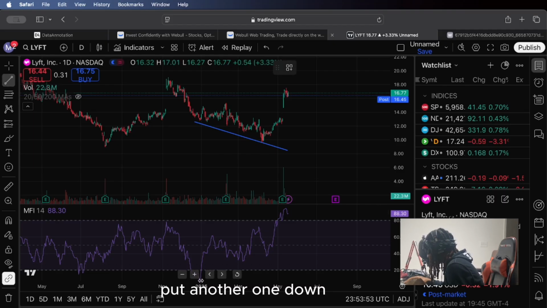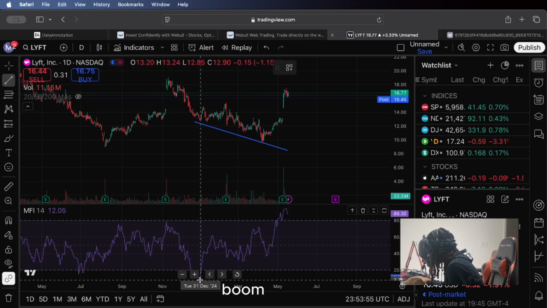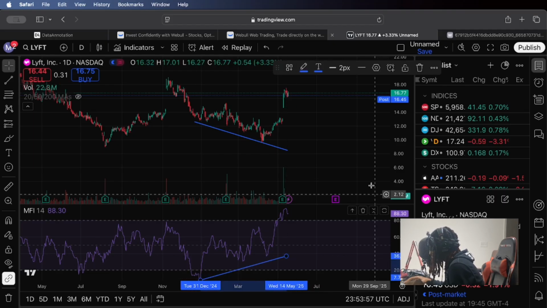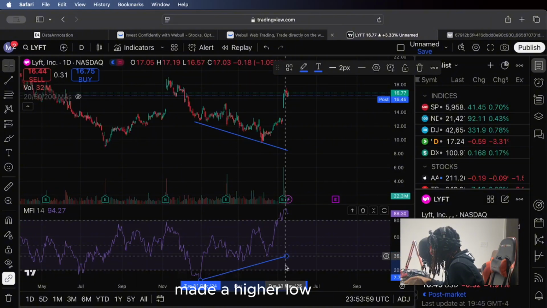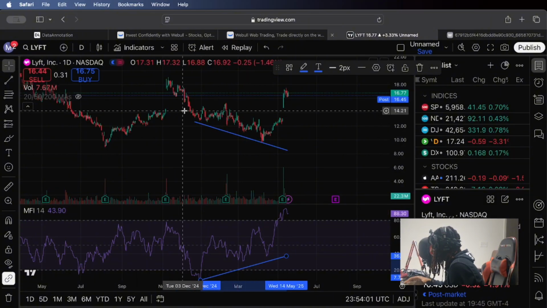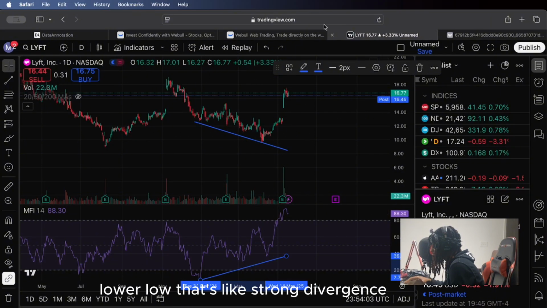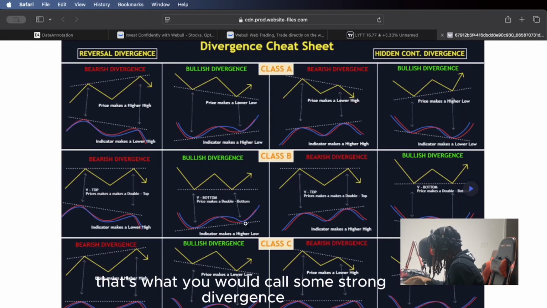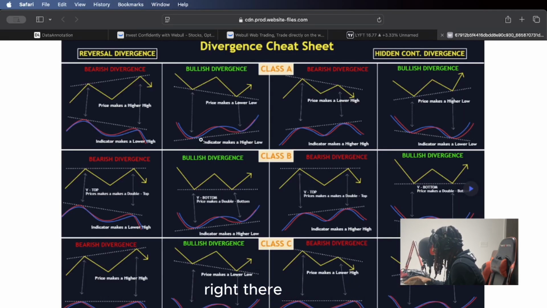Put another one down. Boom. Boom. Made a higher low. Lower low. That's like strong divergence. That's what you would call some strong divergence right there. Higher low and the lower low.